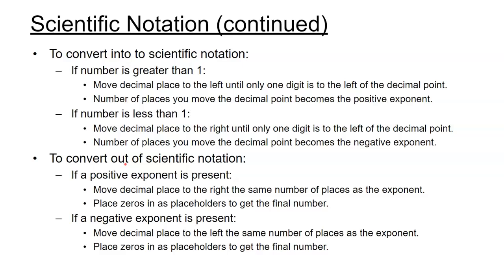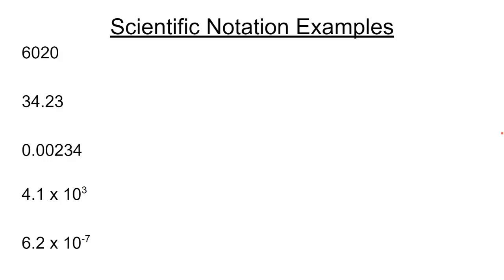So here's kind of the rules. You can read through these. These are kind of everything I went over on the previous slide, just written out for you as a record in your notes. And here's a few examples for you. So this number is larger than 1. So again, the decimal point's here. 1, 2, 3.